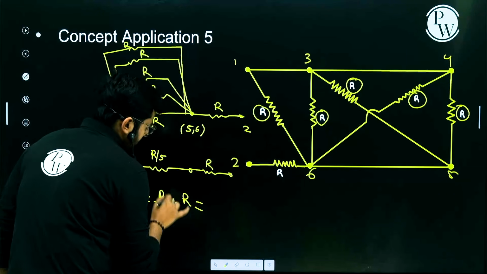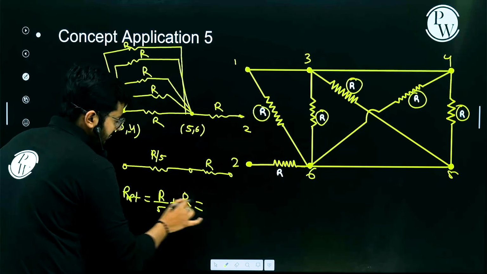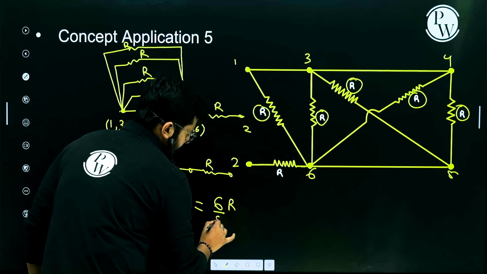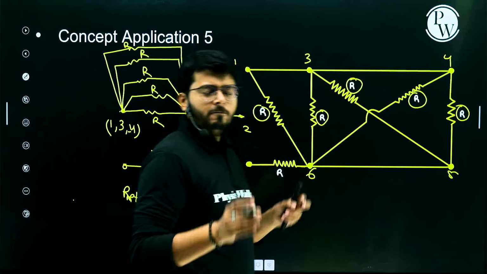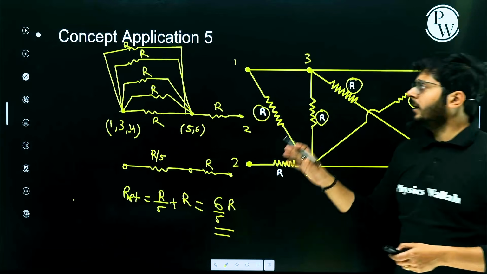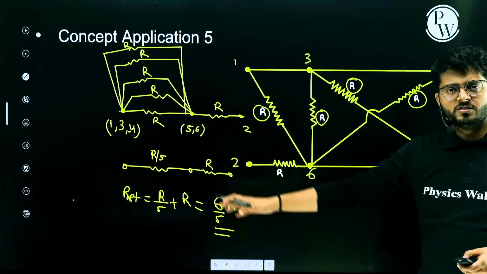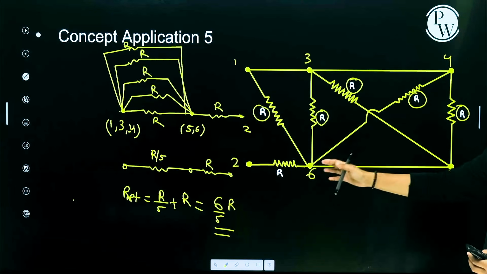So it is 5R by 5 and R by 5. It is 6R by 5. This is going to be the net resistance of this entire circuit. I hope we have understood how to solve any particular circuit that looks like this and that has connecting elements like this, right?